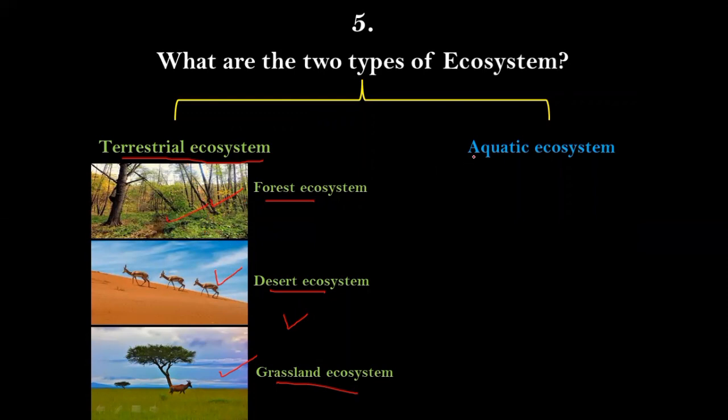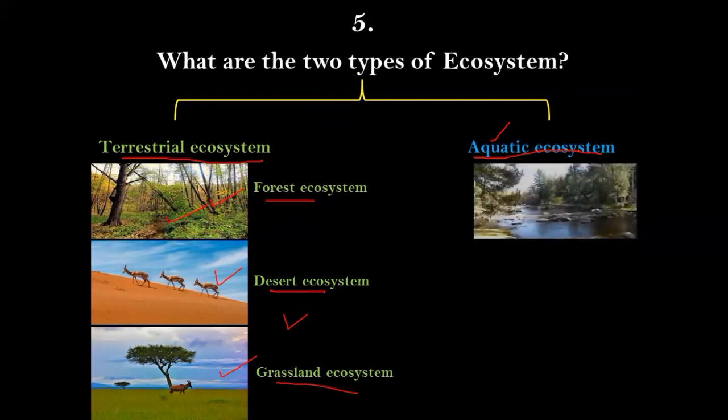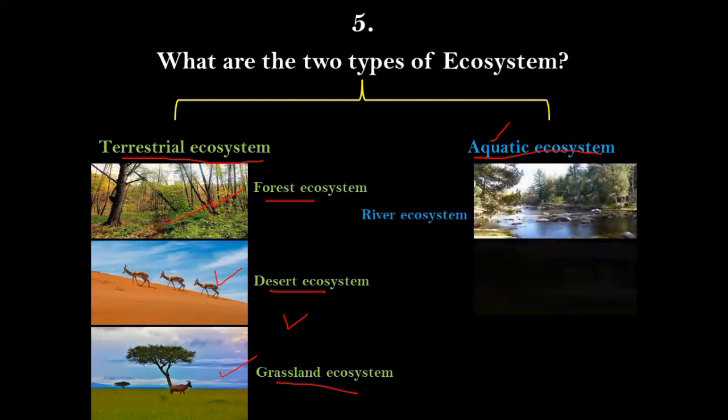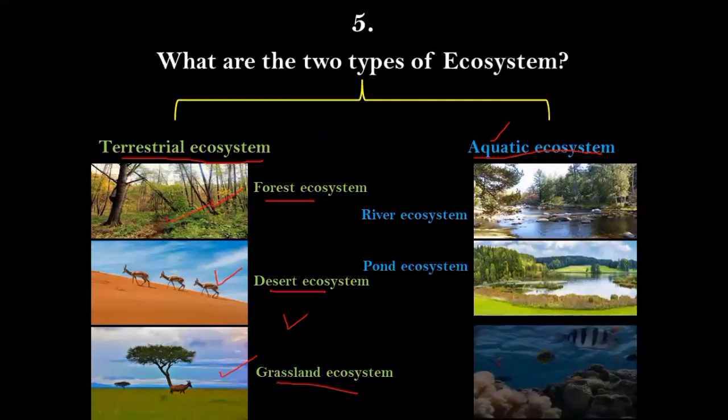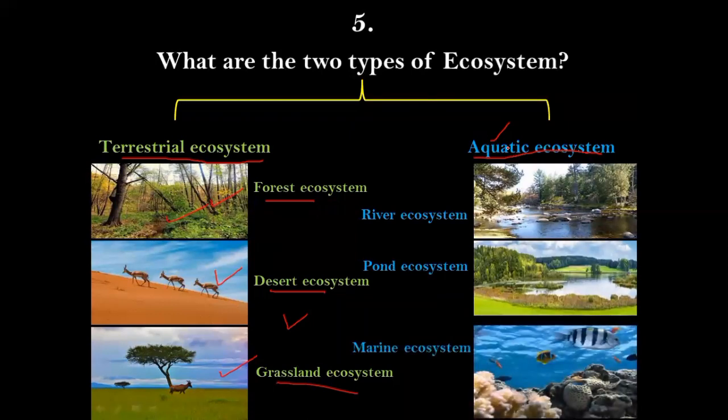On the other hand, as we talk about an aquatic ecosystem, it will be an ecosystem where all the living organisms live and grow on water, because aqua itself means something to do with liquid or water. So some of the ecosystems that fall under the domain of aquatic ecosystem will be, for example, river ecosystem, pond ecosystem, or a marine ecosystem. So this is a difference between a terrestrial ecosystem and an aquatic ecosystem.